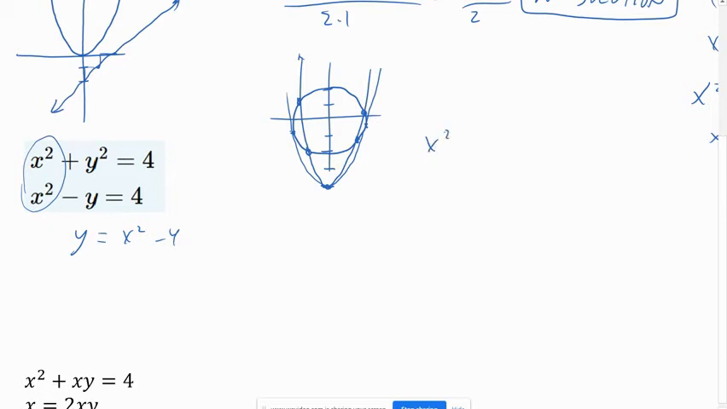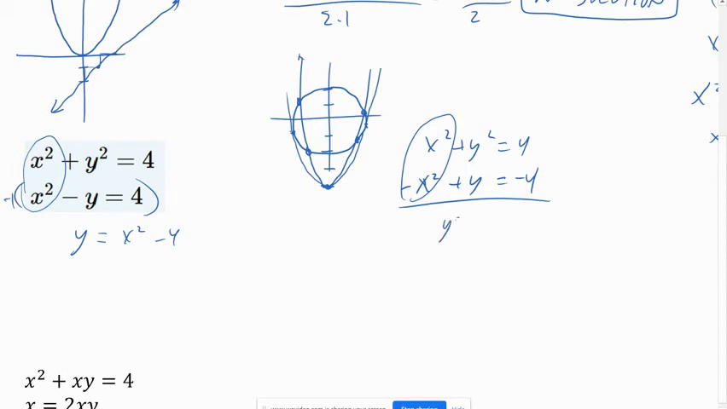So I'm going to have x squared plus y squared equals 4, and then negative x squared plus y equals negative 4. So I just multiplied the bottom equation by negative 1 so that I can add these. The x's are eliminated because one is positive x squared and one is negative x squared. Now when I add these, I get y squared plus y equals 0.